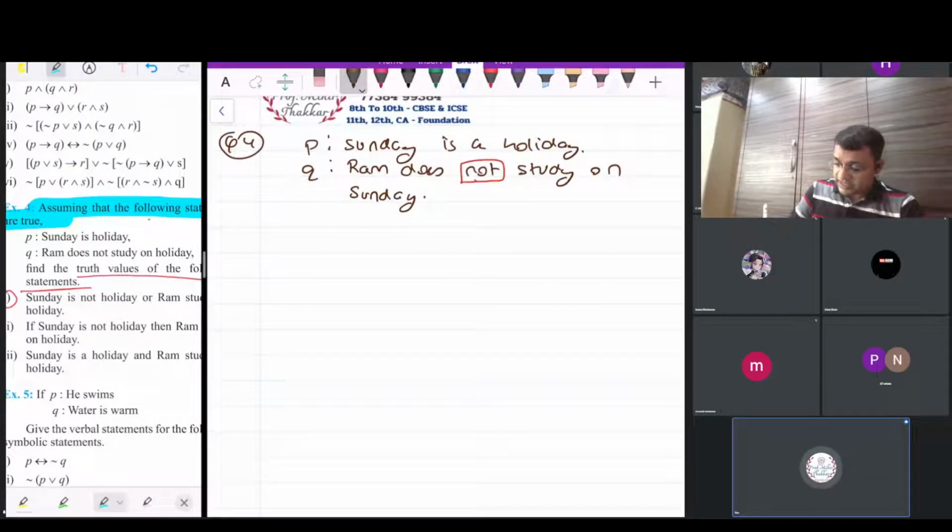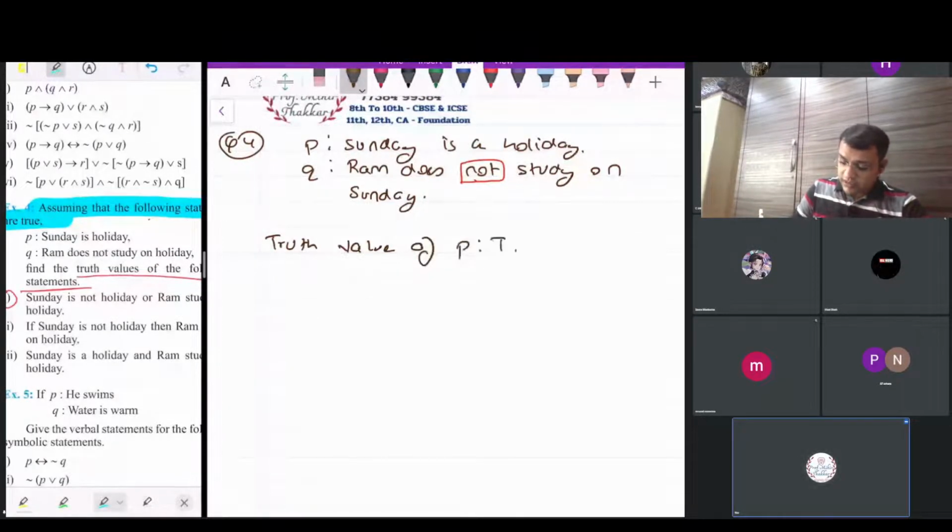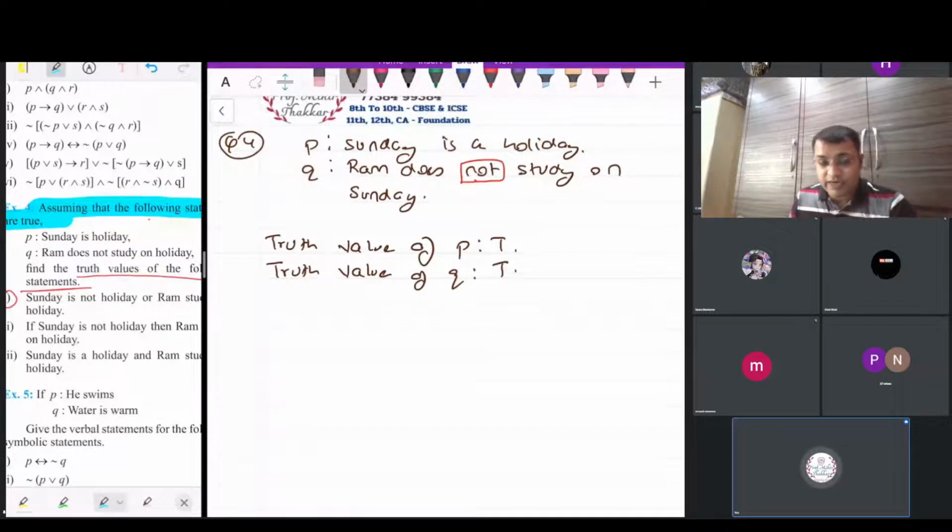One more information that he has given to you is that truth value of P is true and truth value of Q is also true. That is what he has given. So from here I understand that Sunday is a holiday. That is obviously true, I know that. But in the second case as well, he says Ram does not study on Sunday to be a true value. So when we are writing the answers, we have to be really careful about what he is giving to you. So let's understand this. Just observe first and then you can copy down later on. I'll give you sufficient time to do that.